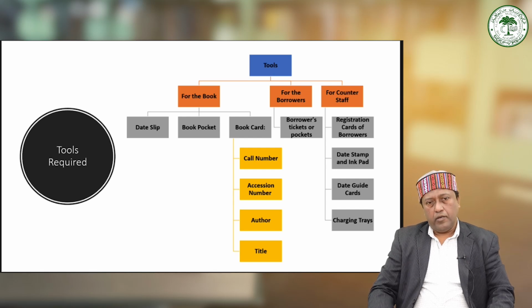Coming to the borrower, the borrower should have at least, number one, an ID card, and number two, the library membership card. The library membership card, or library membership ticket, you can call it, because the common terminology used was ticket in the case of the Browne system. That ticket should be in the pocket shape.